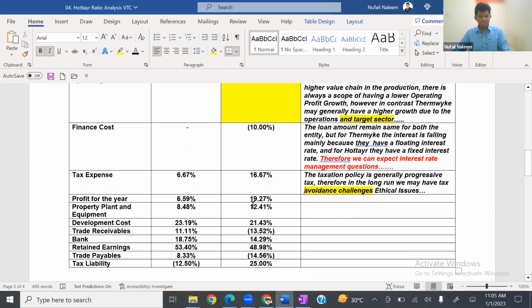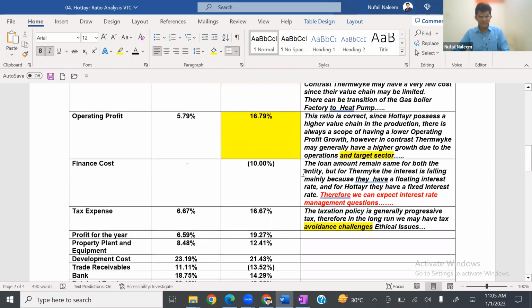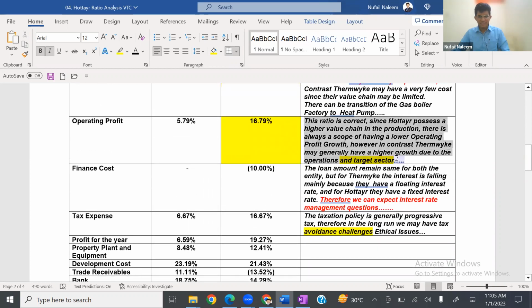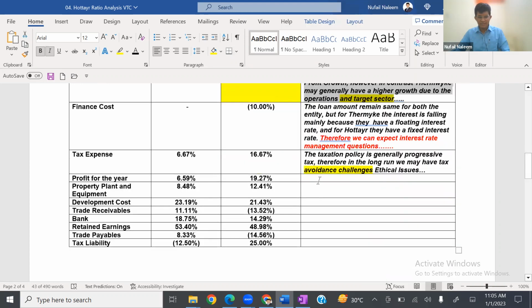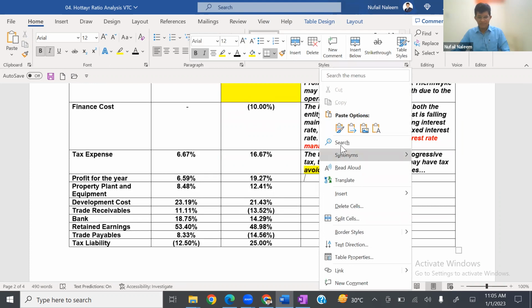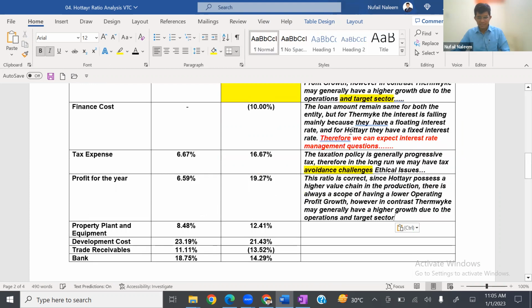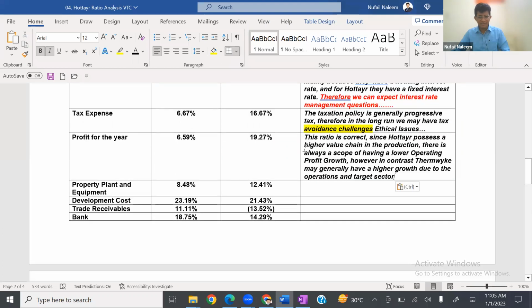Profit for the year, once again, the same logic only. Because this ratio, if you observe students, profit for the year, again, the person who sells the economical product may have the highest growth. This is not the margin, this is the growth. You get what I'm saying, no, students? Because the same factor only.